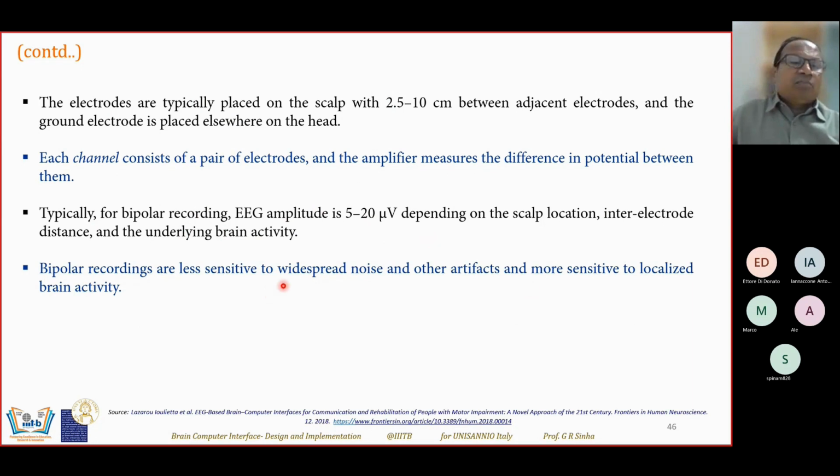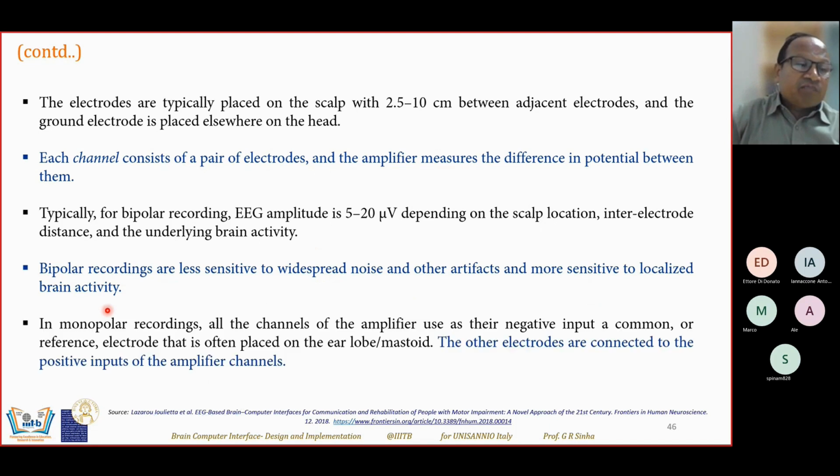I think this has already come up, because noise cancellation takes place in bipolar recording in a better way as compared to monopolar recording. That cancellation happens because both the electrodes are bringing two data. So if both the electrodes are affected by a kind of noise, some cancellation of unwanted effect will happen. So the other artifacts are more sensitive to localized brain activity.